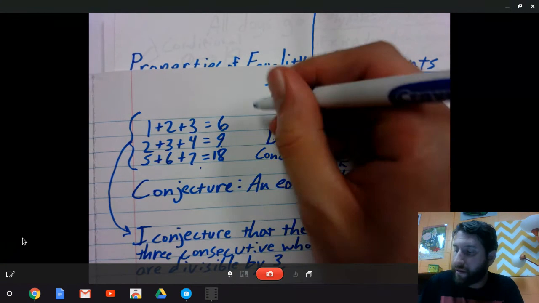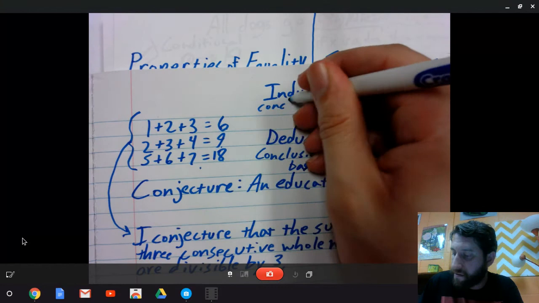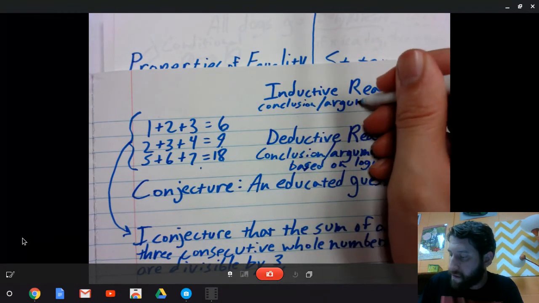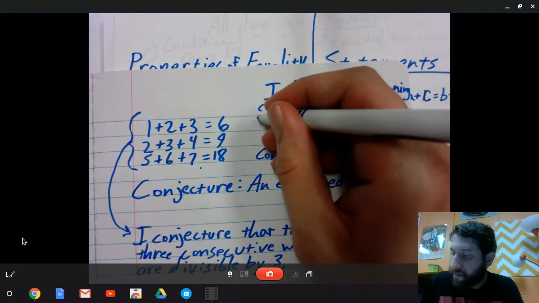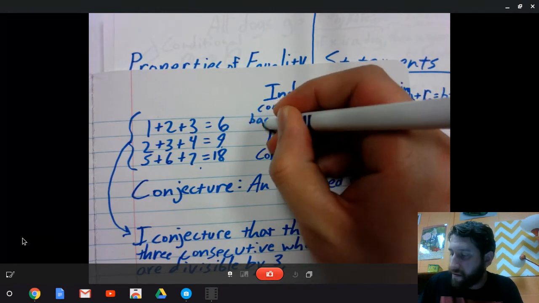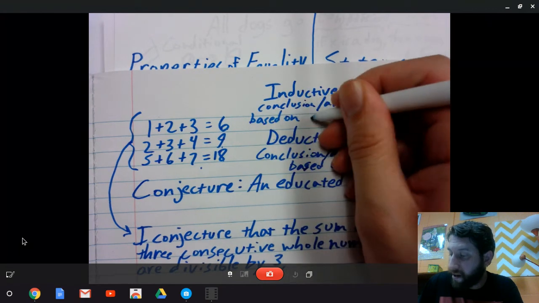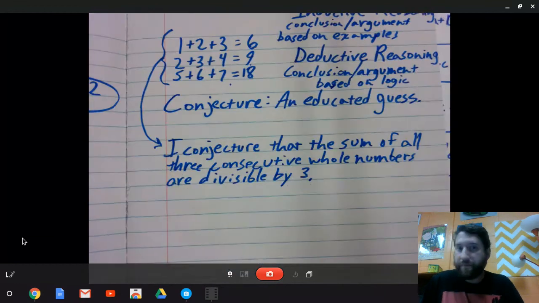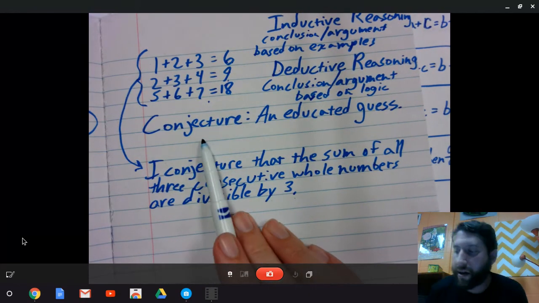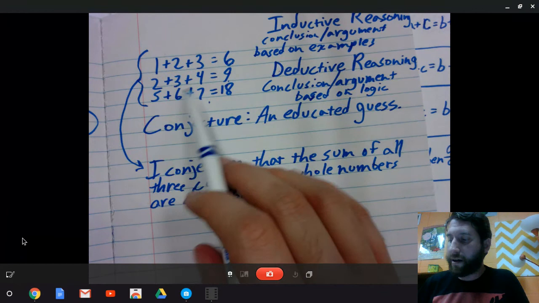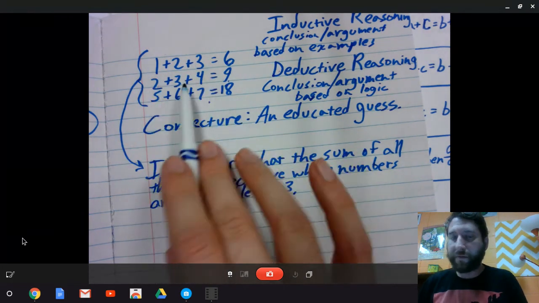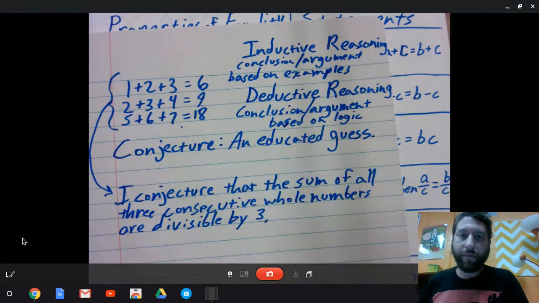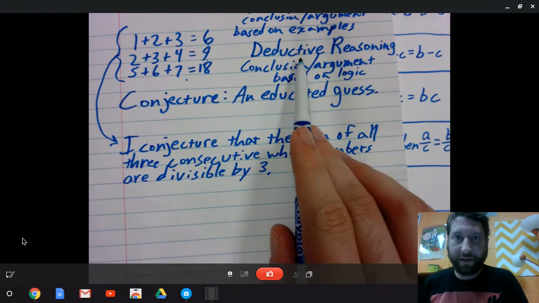Inductive reasoning. Conclusion, or you can call it an argument. But this is based on examples. So in this case, my conjecture here is inductive. It's inductive because I'm basing it on examples. I wrote out some examples and I noticed a pattern. Okay, that's inductive reasoning. Now for a proof, I want to get into deductive reasoning.